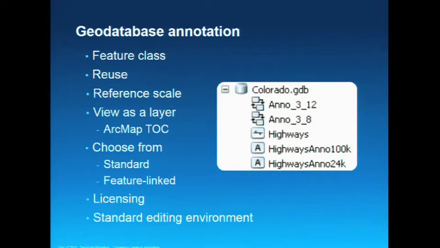So the standard annotation, again, you don't have a link to the features. The feature linked, you have that live link. It is maintained through a relationship class. With this, you need to keep in mind licensing. You need a standard license to create feature linked annotation. So just in case you have clients in your company, some using basic, some using standard and advanced, if they want to be creating feature linked annotation, they do need that standard license. And with geodatabase annotation, you do have access to the standard editing environment. You've got the templates, you've got the tools, it's all in one place.